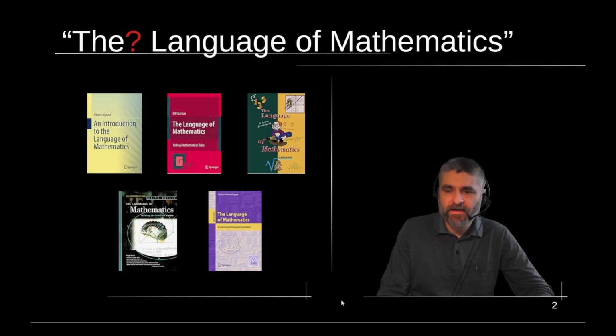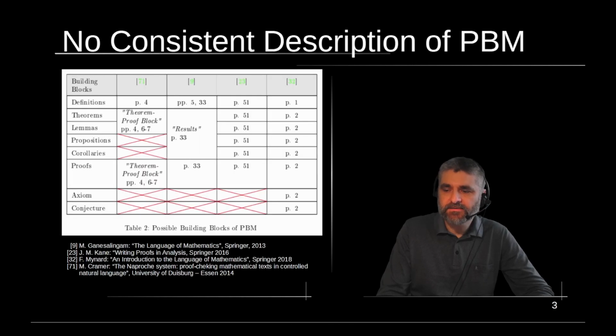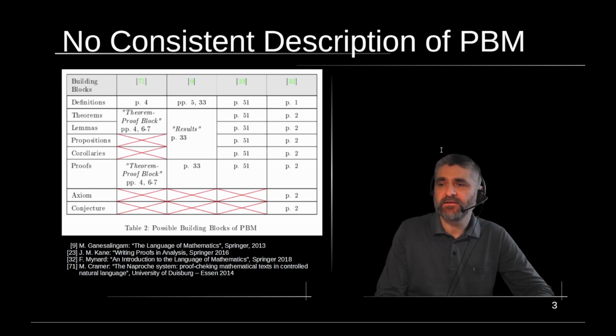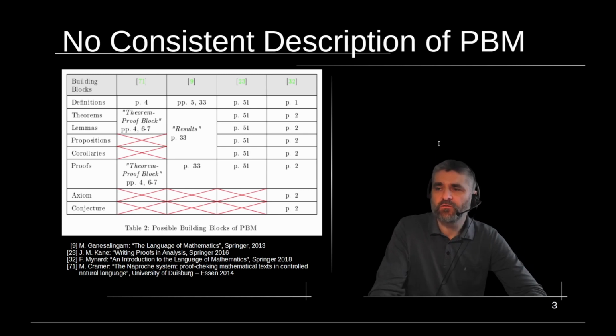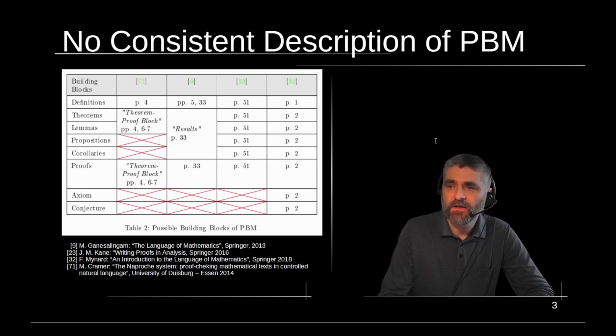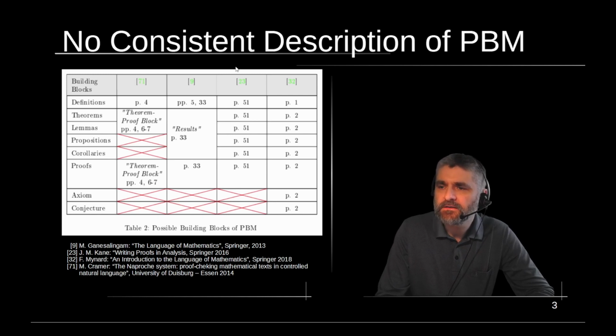So, when you pick some of these books claiming to deal with the language of mathematics and try to compare them to each other, you will probably quickly notice that they provide no consistent description of how this language is structured. What you see here is a table taken from my research paper on FPL that you can find on my GitHub repository. The table compares 4 sources that, despite different nomenclature, agree on only a single thing.